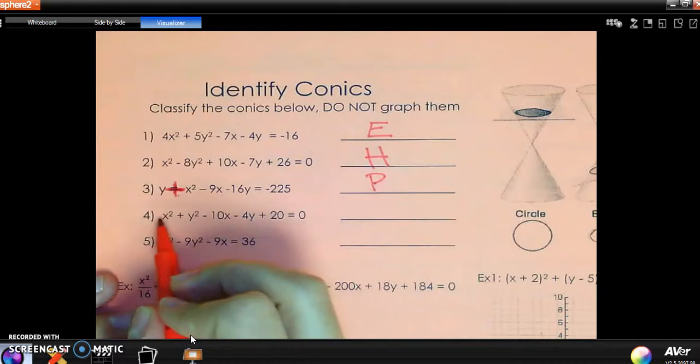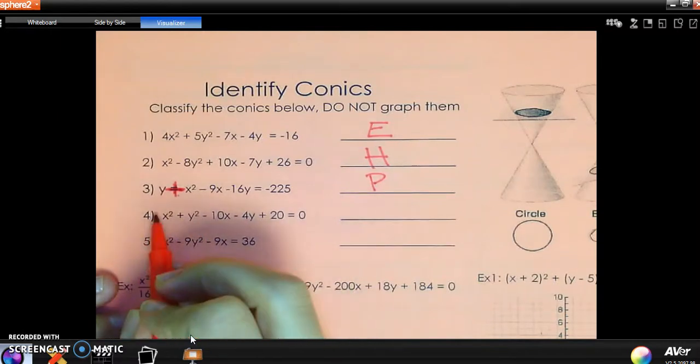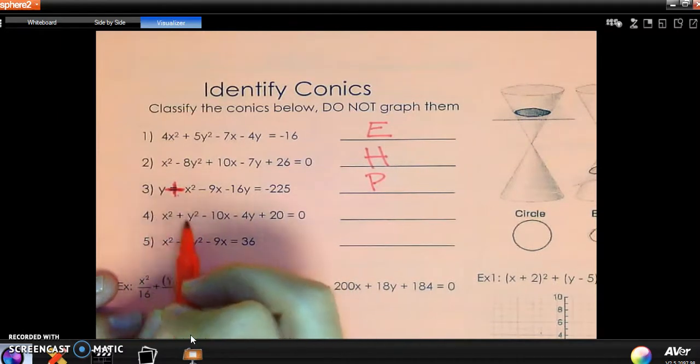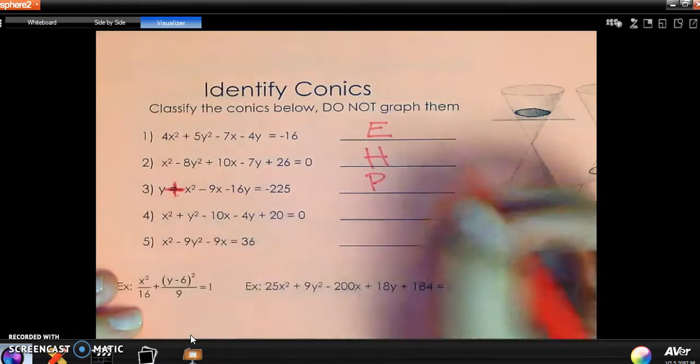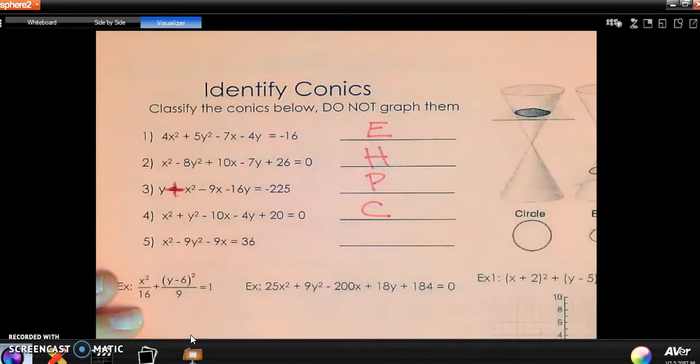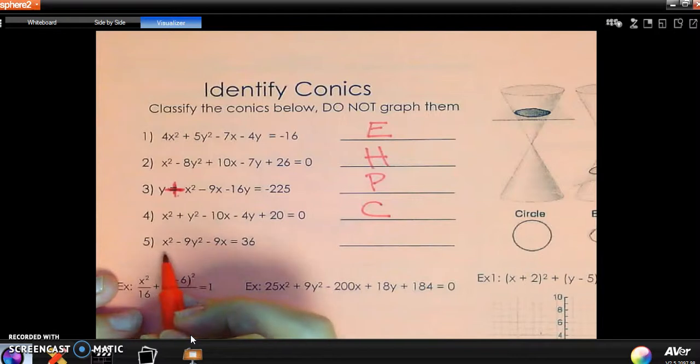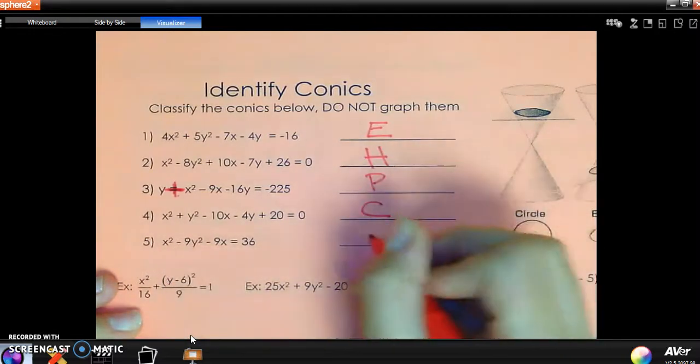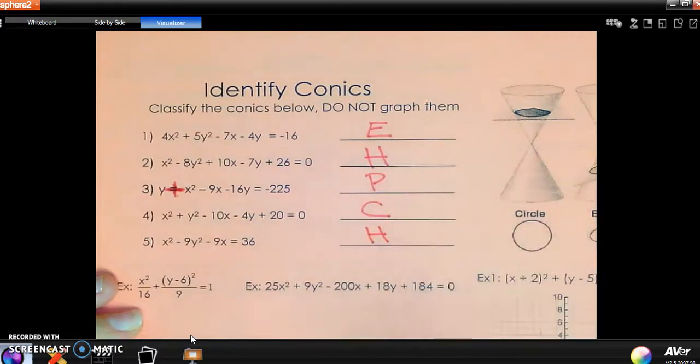And then here there's two squared terms. They're both positive, and the coefficients are the same. So that means that it is a circle. And then here, there are two squared terms. One of them is negative, so that means it's going to be a hyperbola.